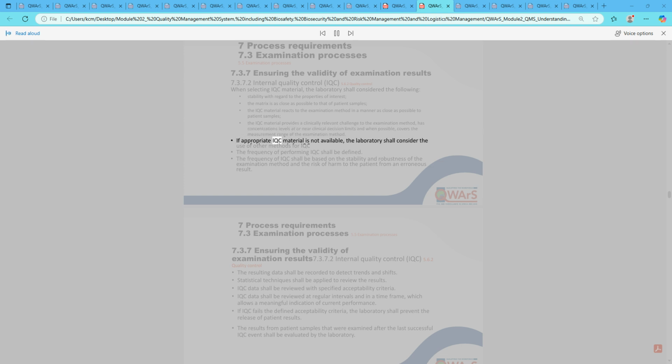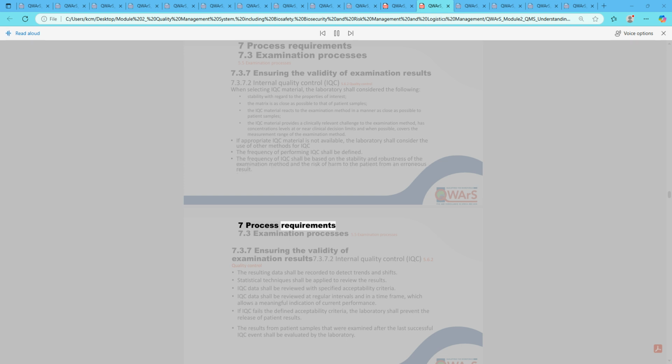If appropriate IQC material is not available, the laboratory shall consider the use of other methods for IQC. The frequency of performing IQC shall be defined. The frequency of IQC shall be based on the stability and robustness of the examination method and the risk of harm to the patient from an erroneous result.